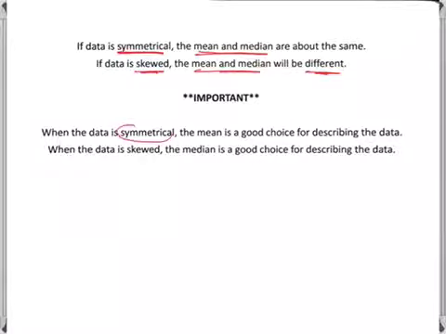When your data is symmetrical, the mean is a good choice for describing the data. When your data is skewed, the median is a good choice for describing the data. Something to keep in mind for later questions.